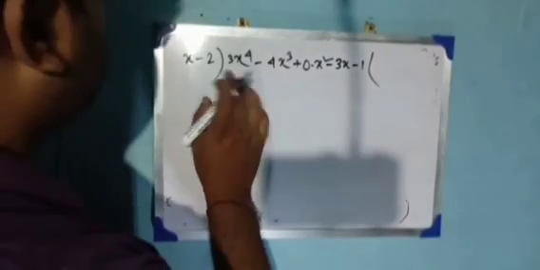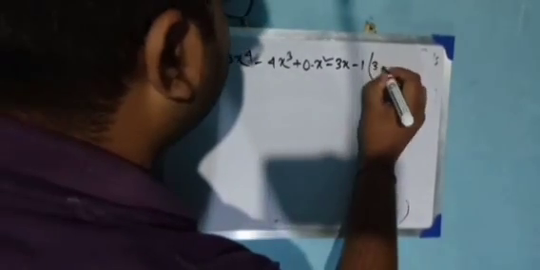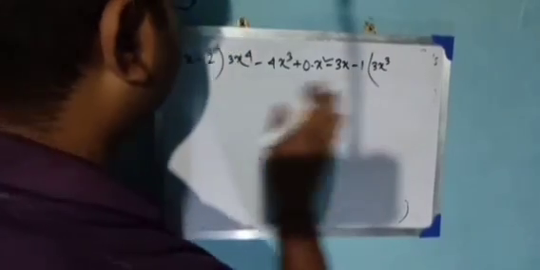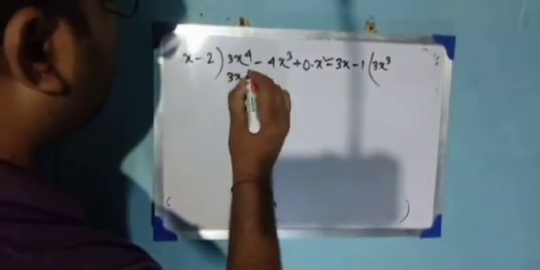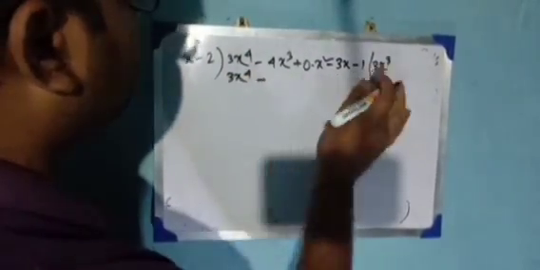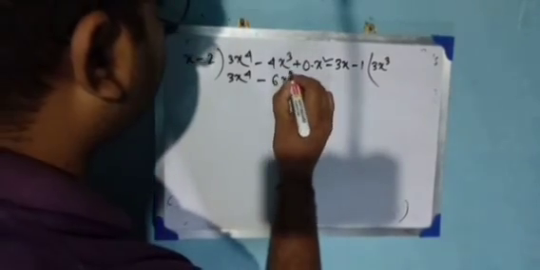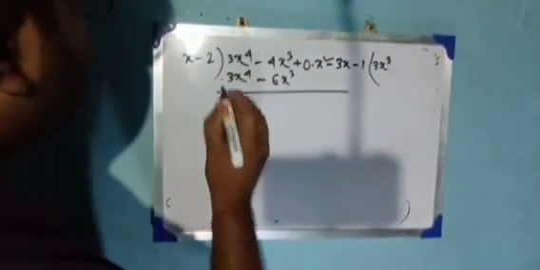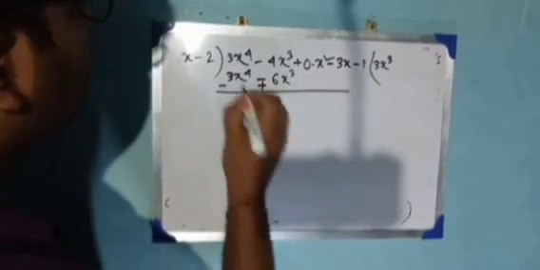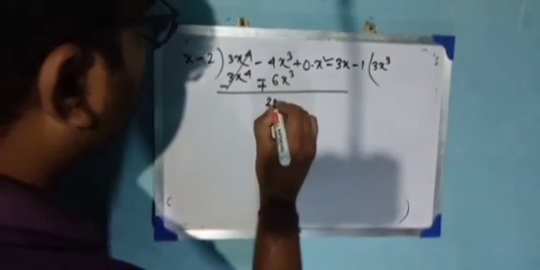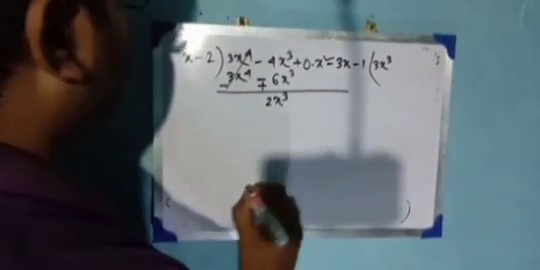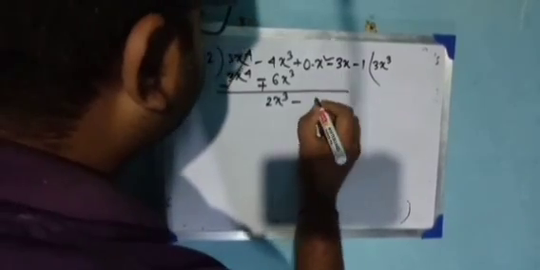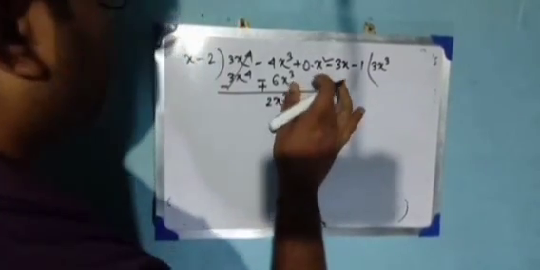Next, again I am doing it, that 3x to the power 4. So we have to multiply here 3x cube, that means 3x power 4 minus 6x cube. Next, we will do the sign change. So this will be minus, this will be plus. This will be cancelled and this will be 2x cube minus 3x. There will be no term of x square.